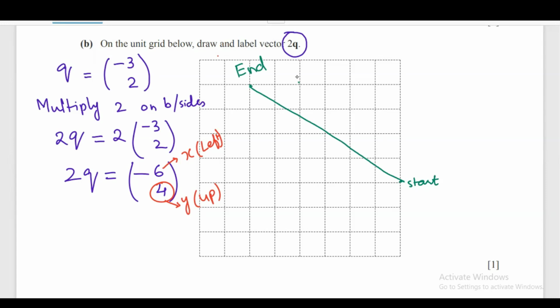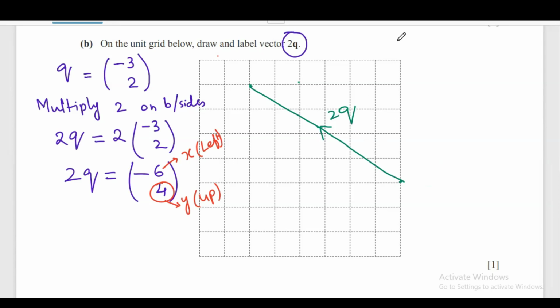Don't forget to draw the arrow in the correct direction. So the arrow in the correct direction will be towards the end point. And this is the complete representation of vector 2q. Don't forget to write 2q here. Right. In examination, only a straight line is not enough. You have to draw the arrow in the correct direction.